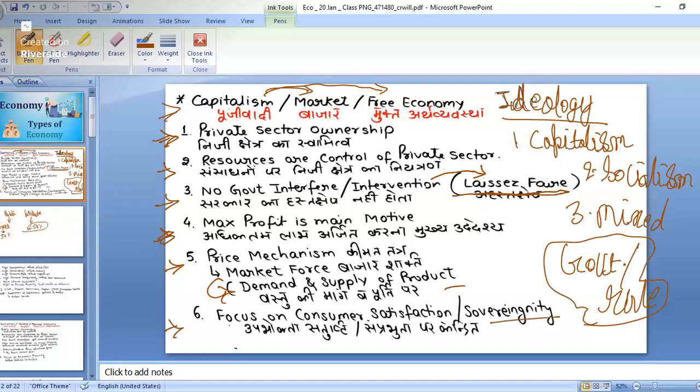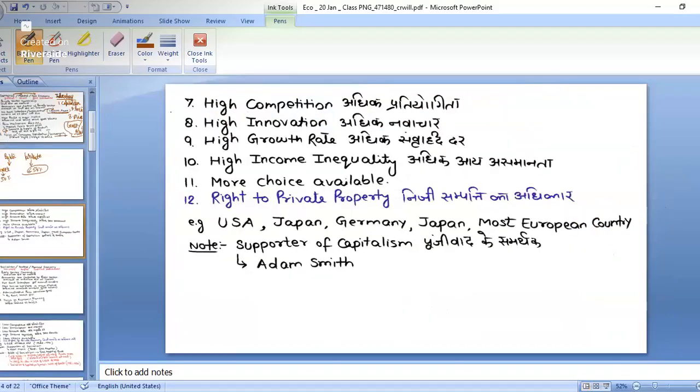So remember, here the main focus is on consumer satisfaction and sovereignty. In this particular economy we have high competition and high innovation. Suppose you want to have the maximum profit, so in that case what will we be doing? We'll be finding some new ideas to earn more profit.